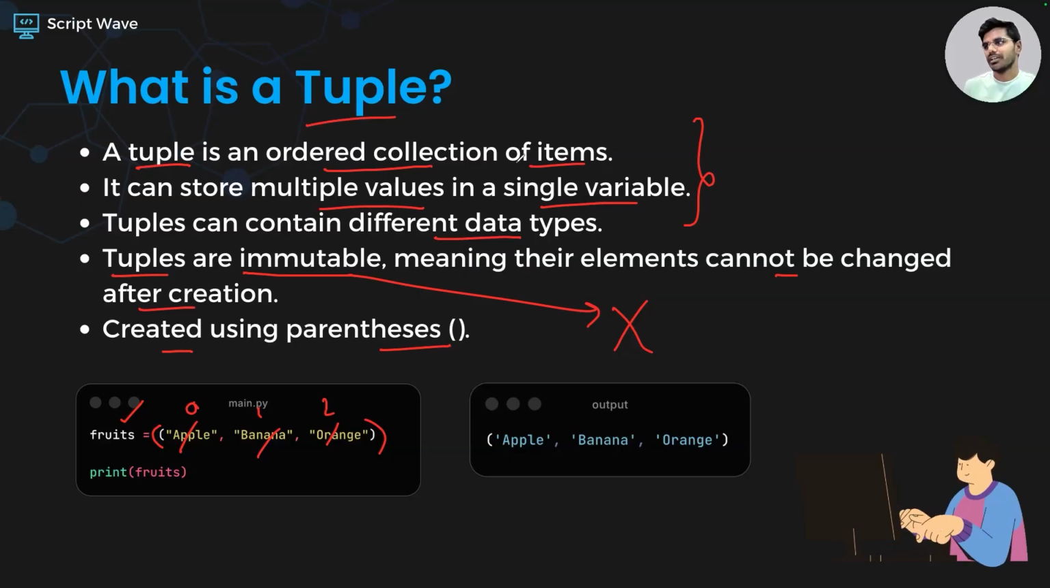And tuple is also faster when compared to list. We'll see all those things in the upcoming lectures. But for the time being, this is how we can create a tuple, and tuple is immutable. These two points are important.